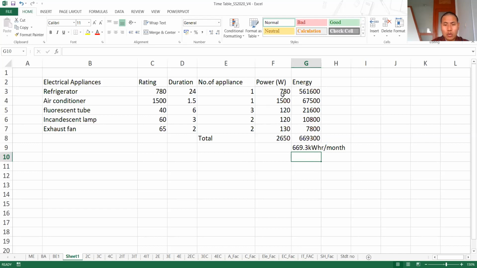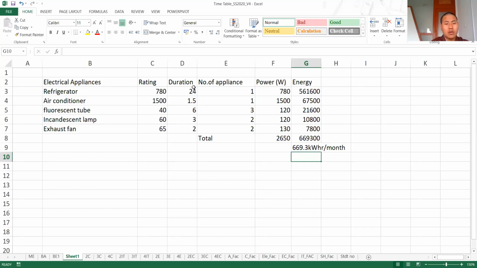To calculate the power is easy, right? We're just multiplying the rating times the number of appliances. So in that room, the total connected load, we also call it the total connected load, is 2.65 kilowatt. And then to calculate the energy, it is the rating times the number of operation hours, because when you talk about energy, there should be a certain time period.